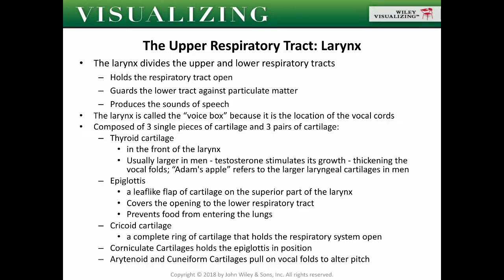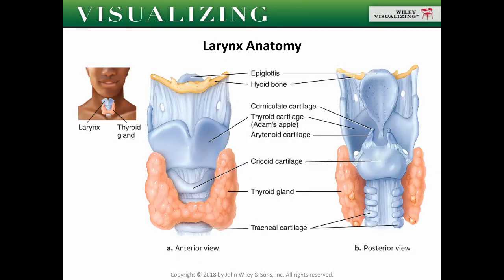You have the corniculate cartilages, and for the single pieces of cartilage, you have thyroid cartilage, epiglottis, and cricoid, while the corniculate cartilages and the arytenoid and cuneiform are those pairs. So anyway, let's look at our larynx. So the anterior, the front view, posterior, back view. So here is your epiglottis. The hyoid bone, this is the bone which is called a floating bone because it's not interconnected with any other bone in the body. So this is the hyoid, and then we have your corniculate cartilages. This one is shown in the back.